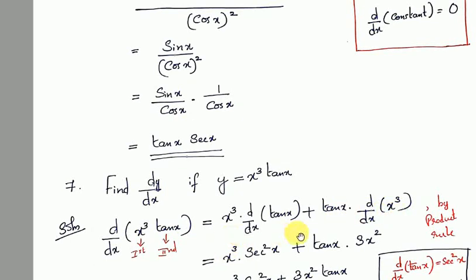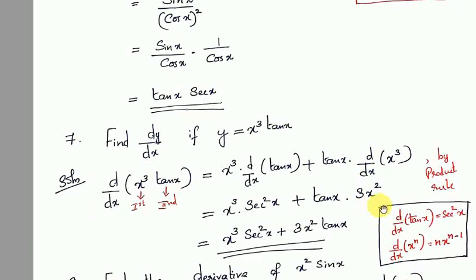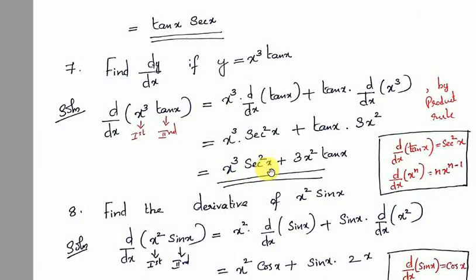First function is x cube, derivative of tan x is sec square x, plus tan x into second function into derivative of x cube, that is 3x square. X cube is in the form of x raised to n form. Applying this result, you will get 3x square. So x cube into sec square x, derivative of tan is sec square, plus 3x square into tan x. Either you can stop here, the answer is correct, or you can beautify it in this way also: 3x square into tan x.